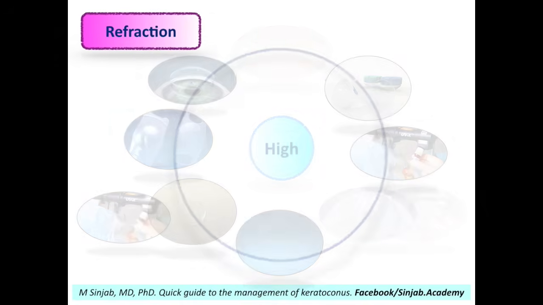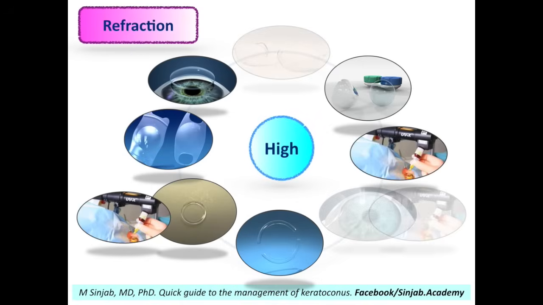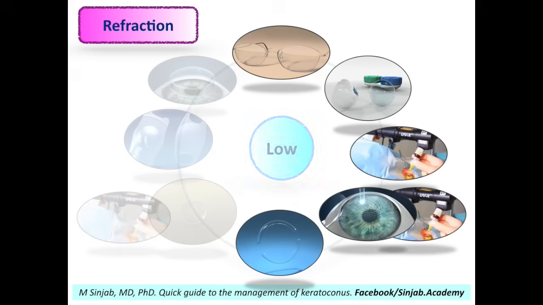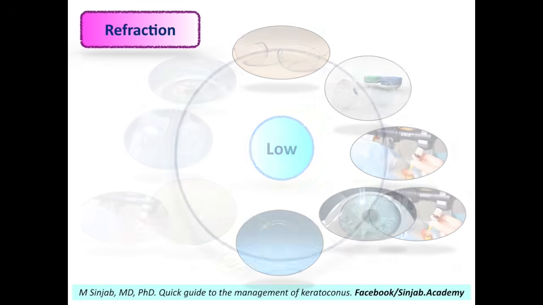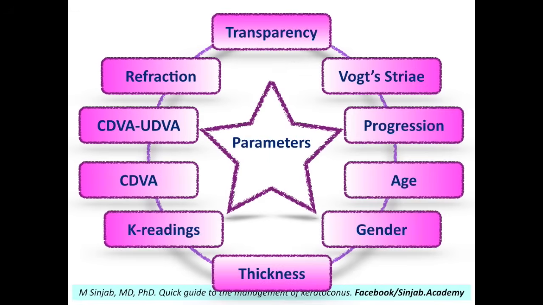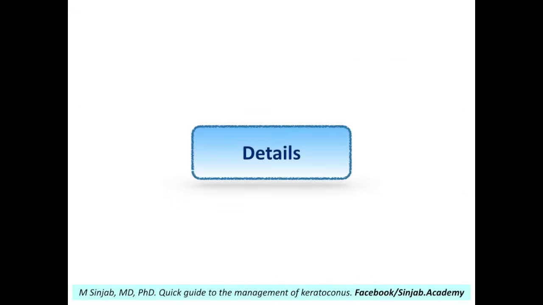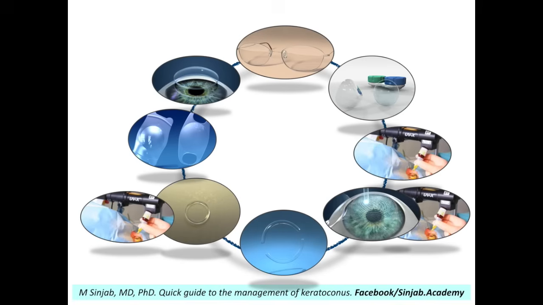When the refraction is high, we have to exclude glasses, and we have to exclude photorefractive surgeries augmented by corneal cross-linking. But when the refraction is low, we have to exclude Myoring, phakic IOLs, and corneal grafting. Now, let's go into some details on these options.